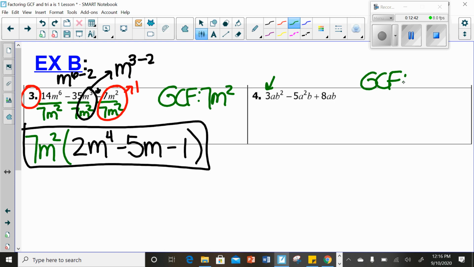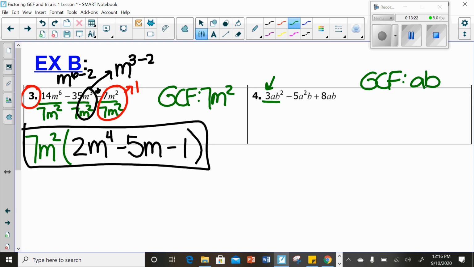Next, we start looking at our variables. So the first thing we're going to look at is our A. We think to ourselves, is there an A in each term? There is. One term has 2 A's, and the others just have 1 A. So that means that this first term only has 1 A that it can give up. Okay? So that's going to be just an A. It's going to be part of our greatest common factor, right? Because if we were to choose A squared, well, then this first term doesn't have 2 A's that it can give up. Okay? Same thing with our B's.